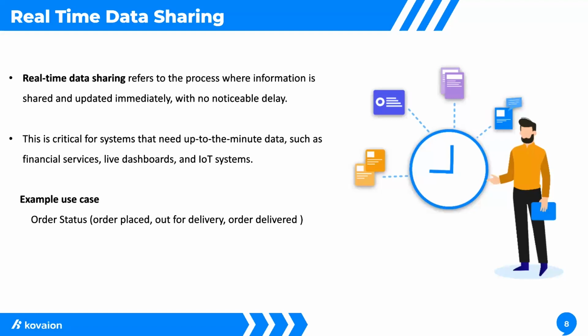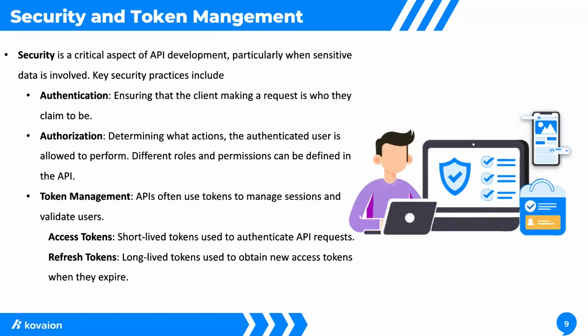So here, data is shared in real time. Data is updated in real time in the DB, and the API call fetches the real-time data. So this is about real-time data sharing, and now security and token management. Security is a crucial aspect of API development, particularly when sensitive data is involved. When you have sensitive data, we need to keep it secure, and we don't need to expose it.